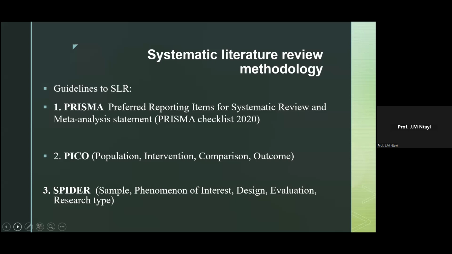You might also need to start thinking about the sample, the phenomenon of your interest. I've already talked about your area of interest. You should now start also thinking about the design. You start about evaluation, the research type. I've already talked about the research type you're doing here. Is it a review? Is it a primary research type? So a number of these things, you might need them in the process of coming up with your systematic literature review.